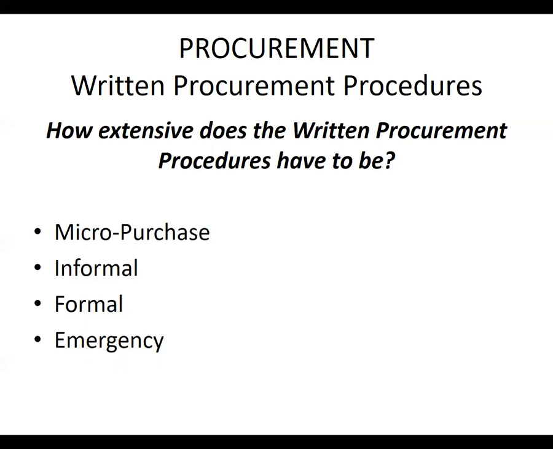What should be done in emergency situations? Who is responsible for the purchasing process? What steps are taken to encourage small businesses, minority and/or woman-owned businesses to participate in the process? The Code of Conduct and written procurement procedures are reviewable items during the administrative procurement review.